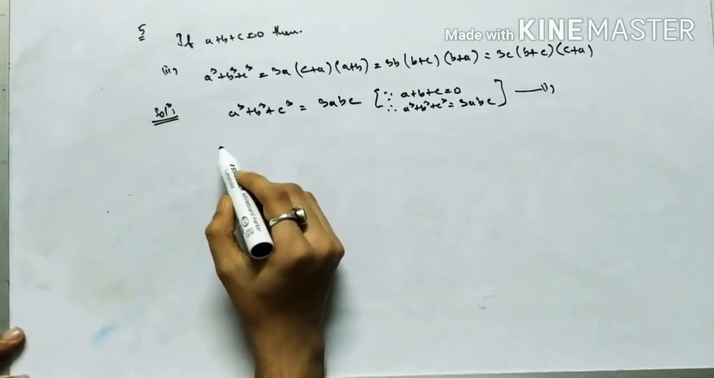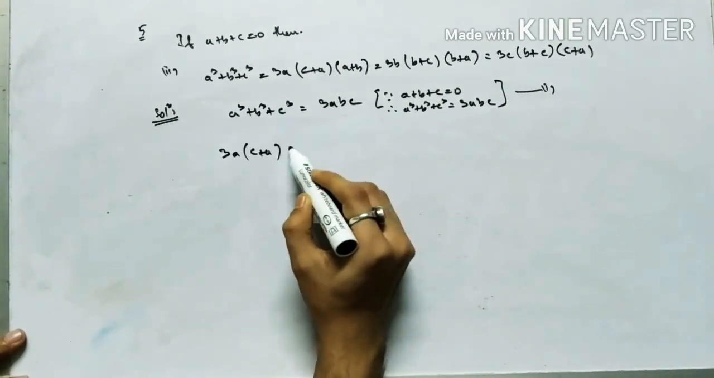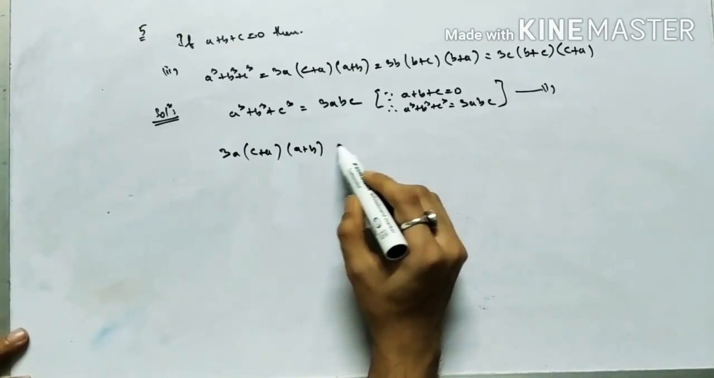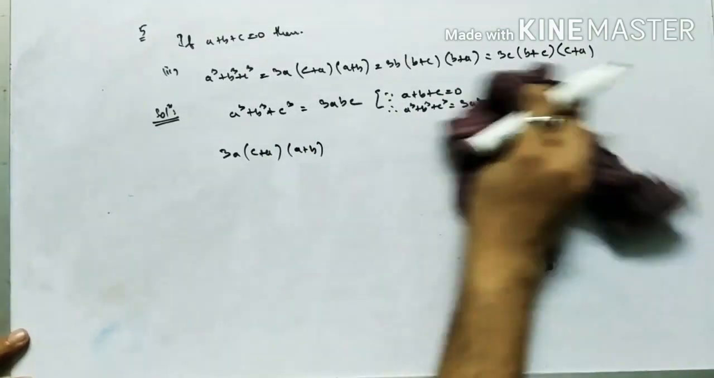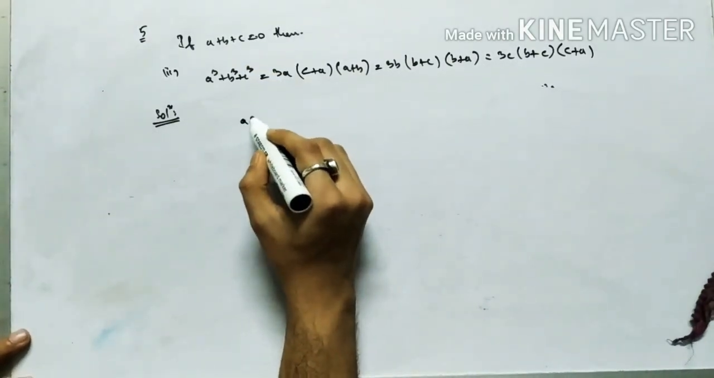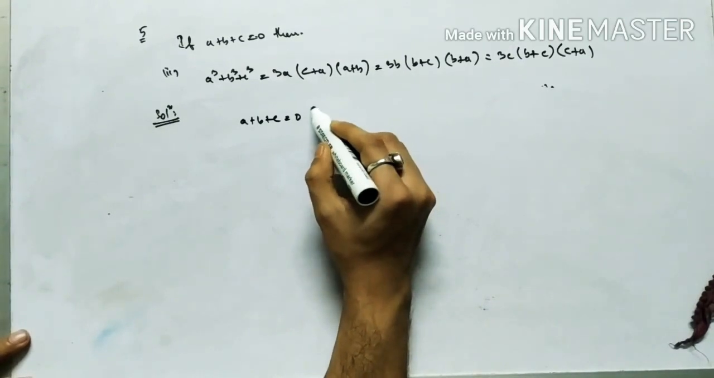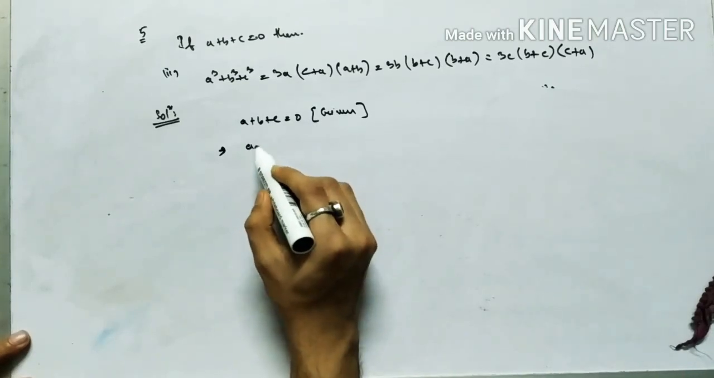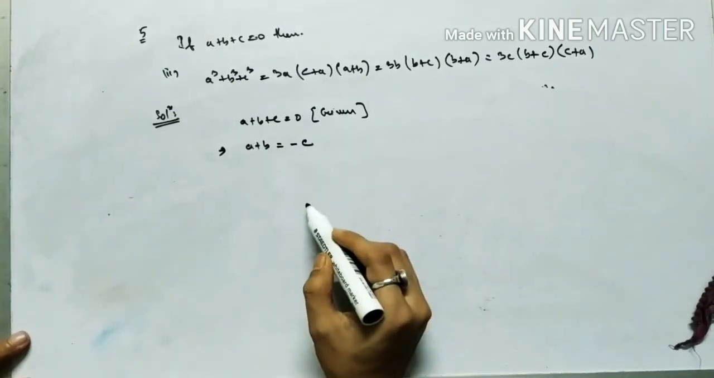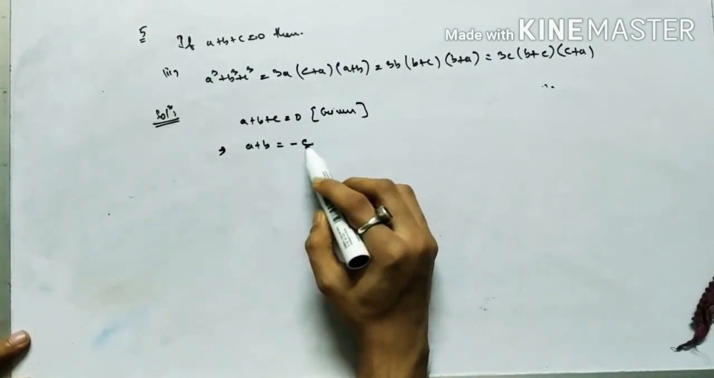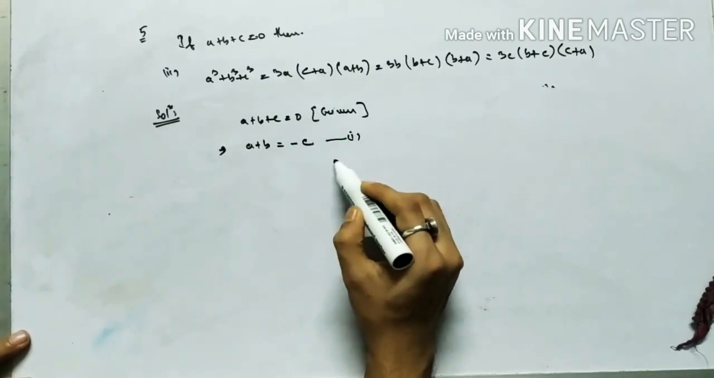Next I will take this one, 3AC into A plus B. First of all, I will write which is given. A plus B plus C is equals to 0. This is our given. So from here you see, A plus B is equals to minus C I will get. Understand? This is our equation number 1.